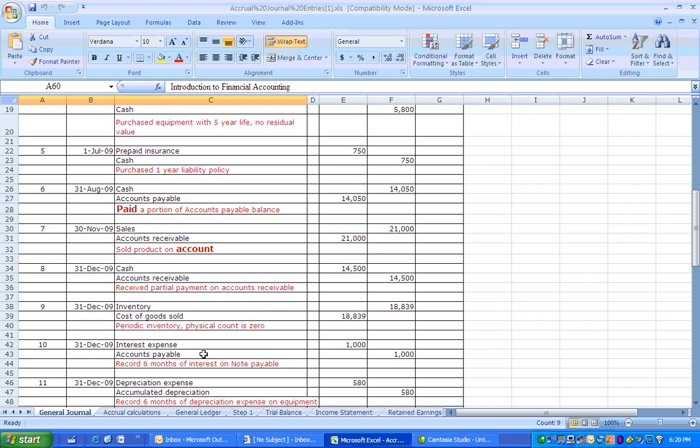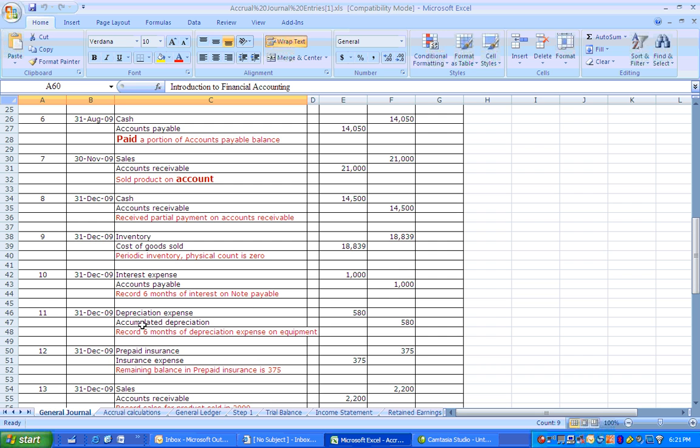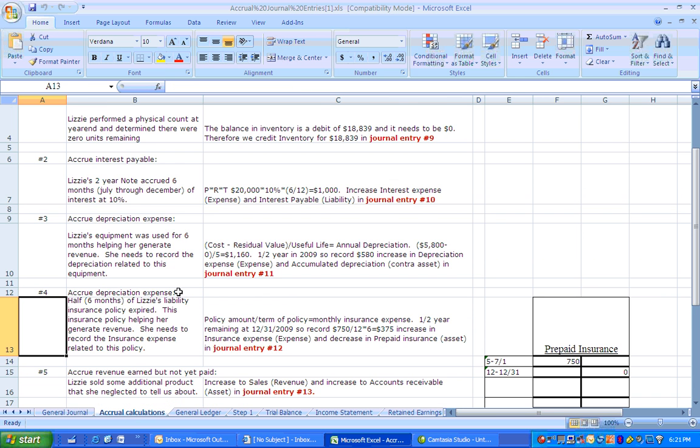We could have set up a new account for interest payable. We didn't. We just hit it to accounts payable here. Next, let's look at depreciation. And we had a piece of equipment that we bought halfway through the year, or Lizzie bought halfway through the year. And we calculated the straight line depreciation, which I'm not going to get into that much in this video, but the calculation is on the spreadsheet.